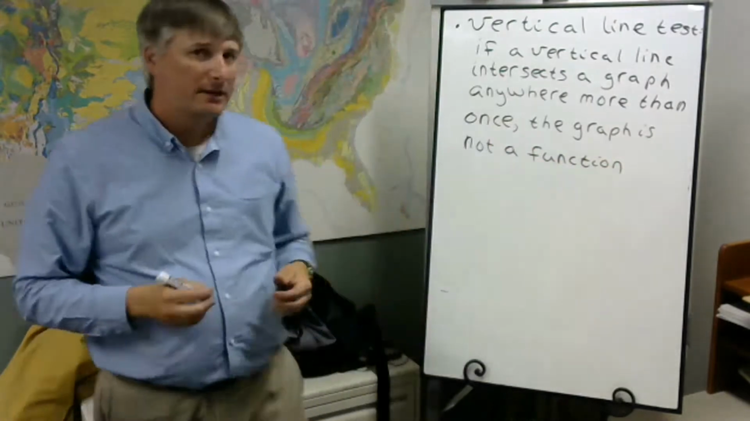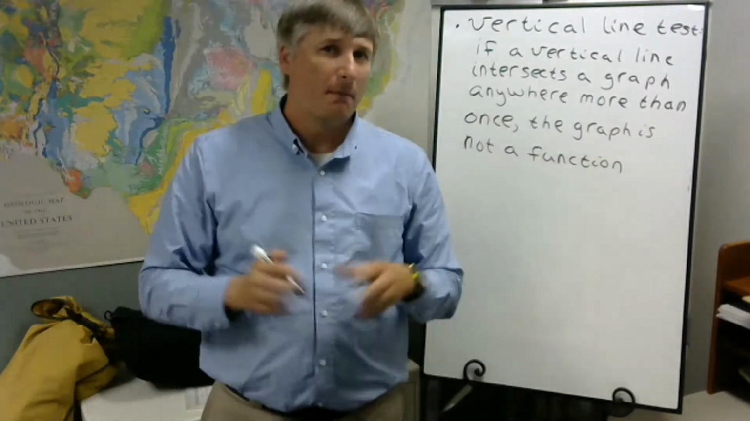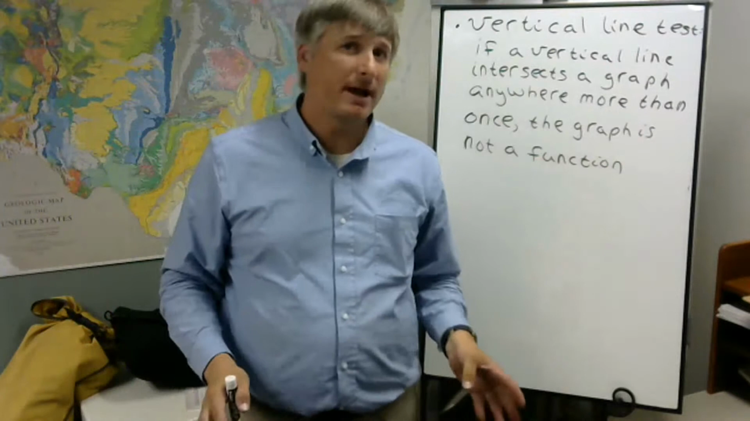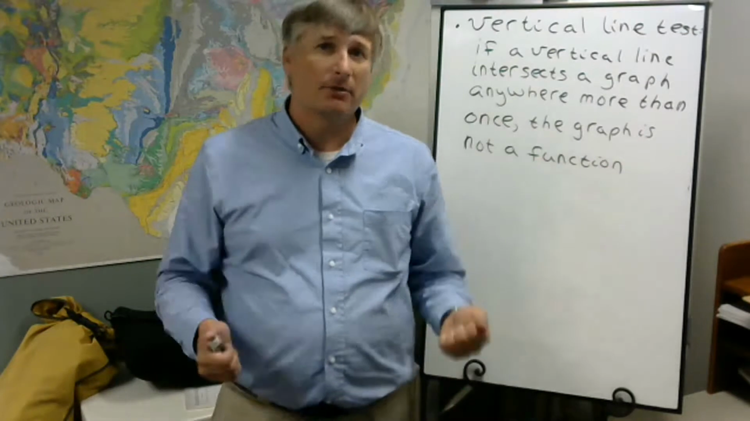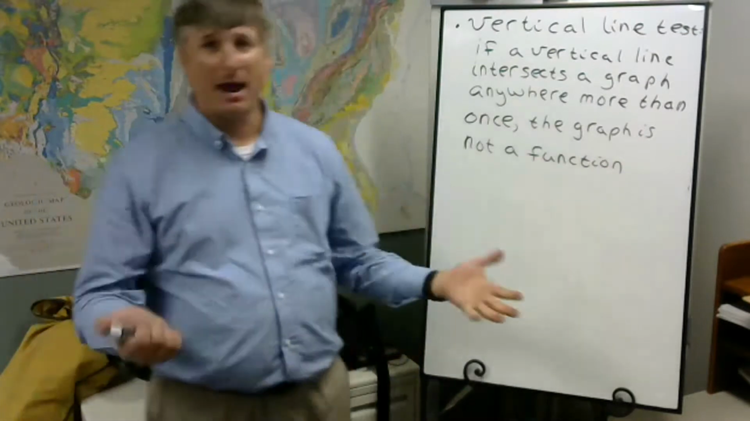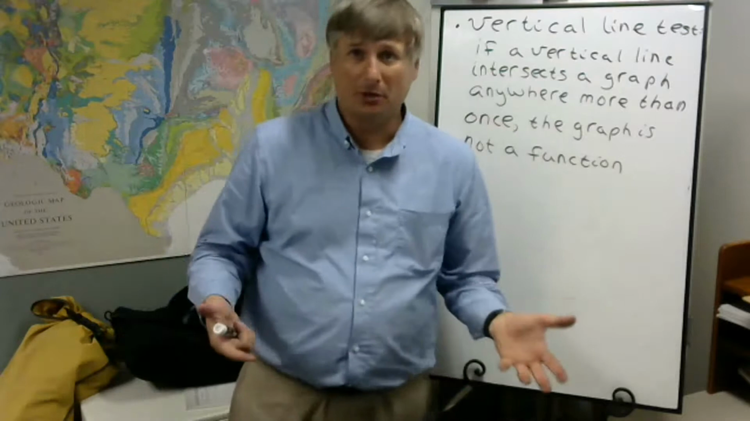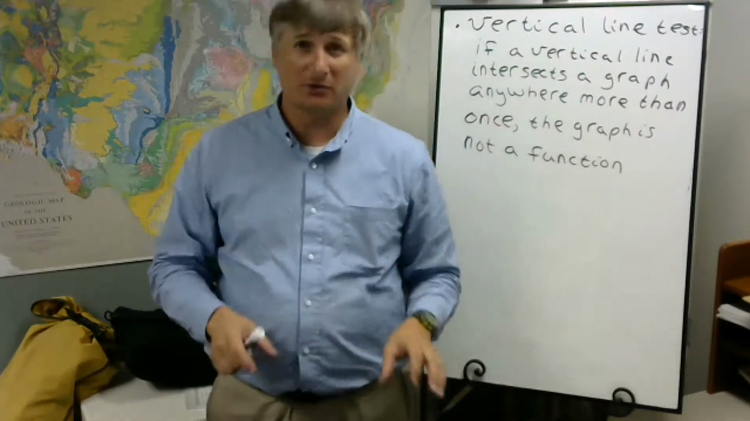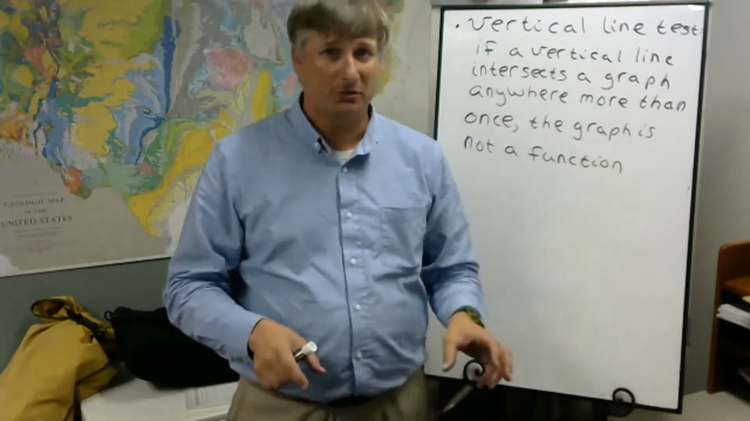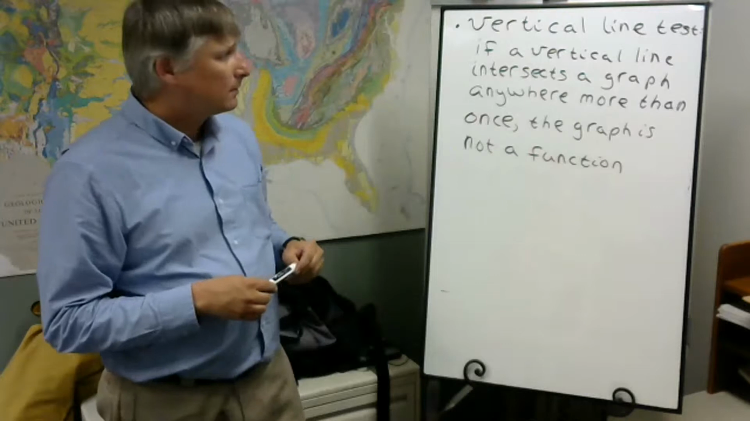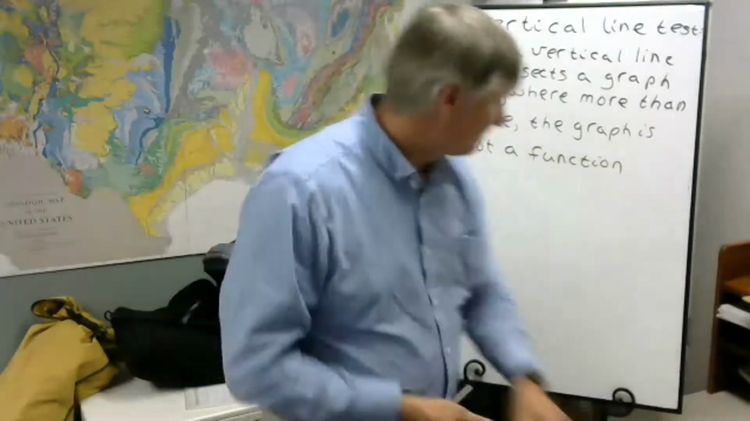If a vertical line can intersect this graph more than once anywhere on the graph, this is not the graph of a function. Now, it's a graph of a relation, but not a function, not that special type of relation. So let me do some examples.